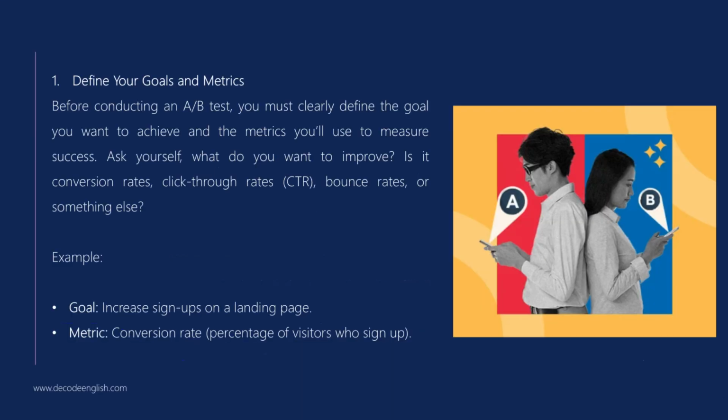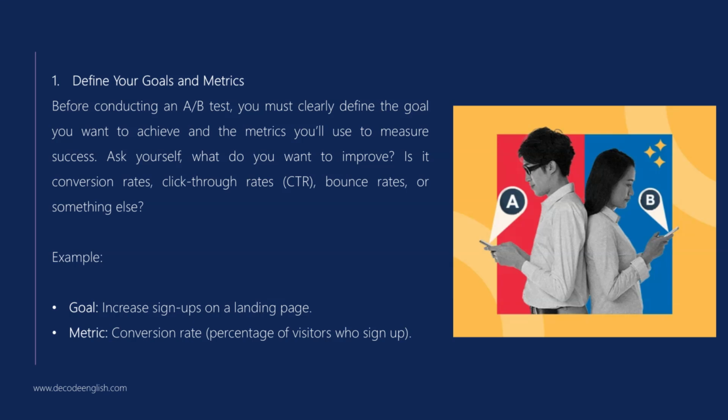Define your goals and metrics. Before conducting an A/B test, you must clearly define the goal you want to achieve and the metrics you'll use to measure success. Ask yourself, what do you want to improve? Is it conversion rates, click-through rates, CTR, bounce rates, or something else? Example. Goal: increase signups on a landing page. Metric: conversion rate, percentage of visitors who sign up.